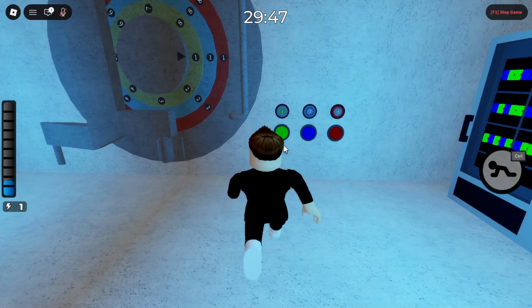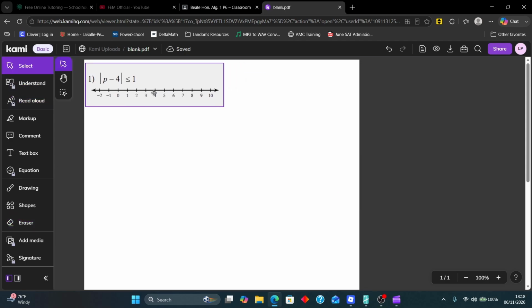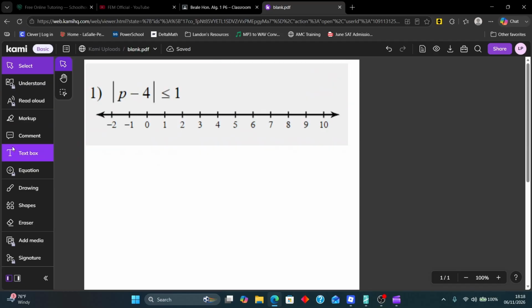Looks like the MIT professor gave me it. Let me pull it up. Where's it at? Oh, there it is. Thank you. Okay, here's our first problem. It says the absolute value of p minus 4 is less than or equal to 1.